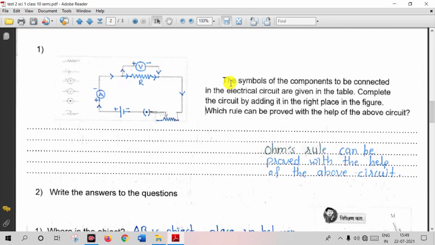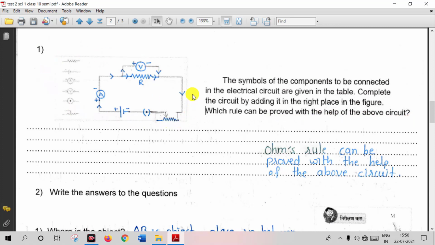Question number 1. In question number 1, we have been given a diagram. We have to put symbols in that diagram. The symbols of the components to be connected in an electrical circuit are given in the table. Complete the circuit by adding them in the right place in the figure. Which rule can be proved with the help of the above circuit?